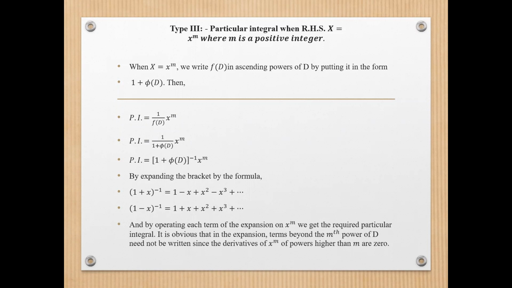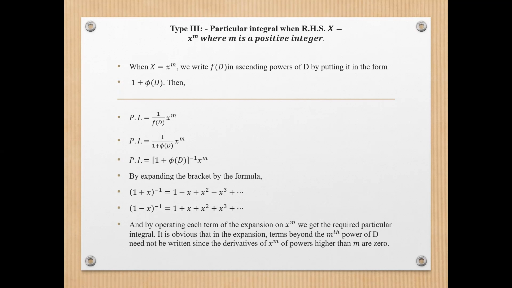So if we have a function x raised to m, its (m plus 1)th derivative is 0. So we can say the mth power of D need not be written, since derivatives of x raised to m of powers higher than m are 0. See here, by operating each term of the expression on x raised to m, we get the required particular integral. It is obvious that in the expansion, terms beyond the mth power of D need not be written, since the derivatives of x raised to m of powers higher than m are 0.